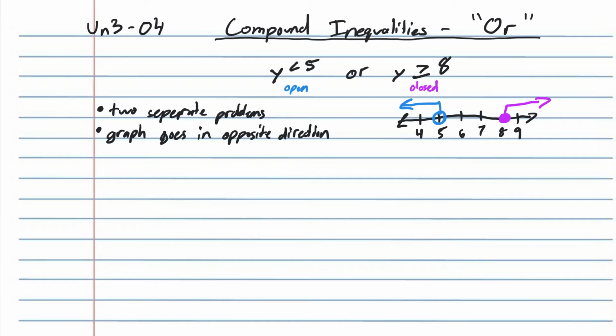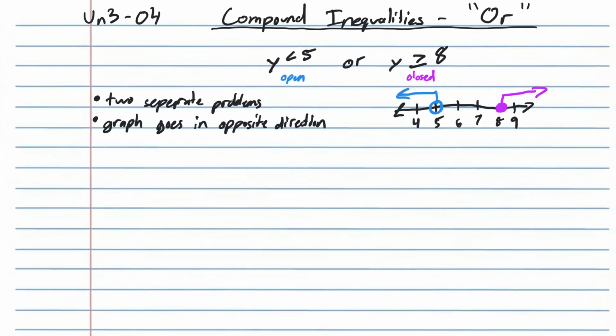Okay, that's a key characteristic of an or inequality, is that our graph should go in opposite directions. It's either less than 5 or it's greater than or equal to 8. Okay, so we have two different possibilities there. That's what it means to make a compound inequality. Okay, now as far as solving these questions, it's fairly easy. It's almost like you're just doing two problems. Okay, so let's try one together.